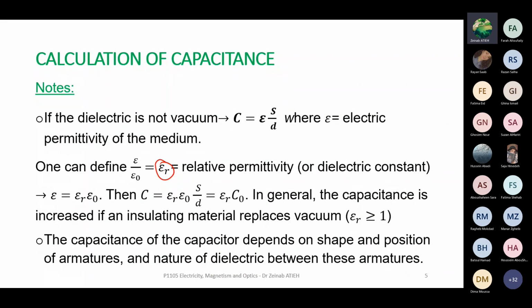So if you know epsilon r, you can find epsilon. Simply epsilon is epsilon r times epsilon 0. So either you are given epsilon for the medium or epsilon r of the medium.